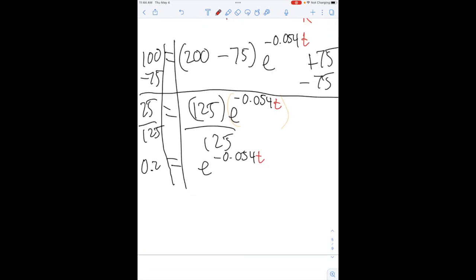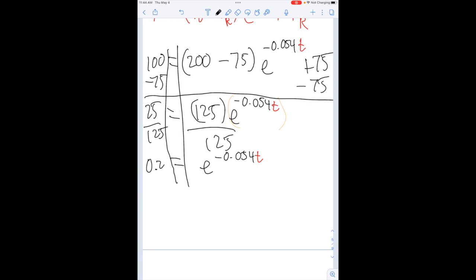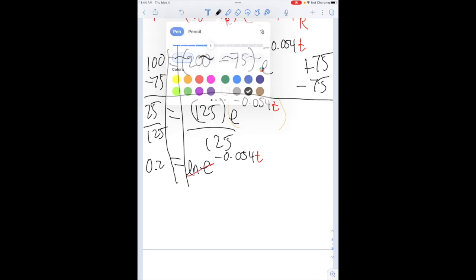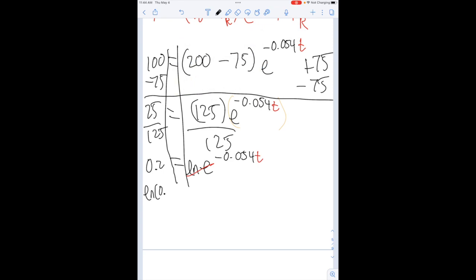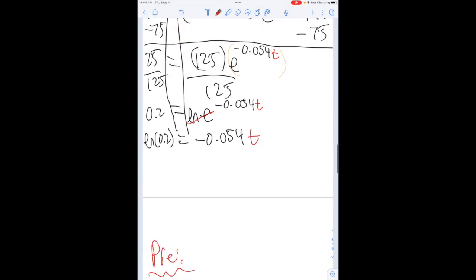And then how do I undo e? I have to take the natural log. So I'm going to take the natural log of e, which is basically going to cancel out. But again, anything I do on the left, I also have to do on the right. And then my last step here is to divide by negative 0.054.